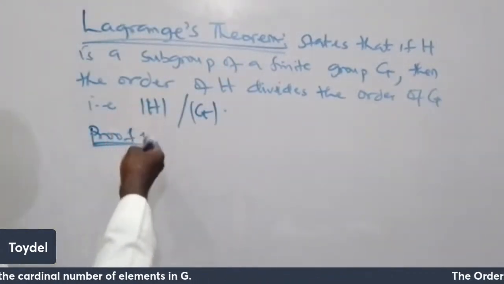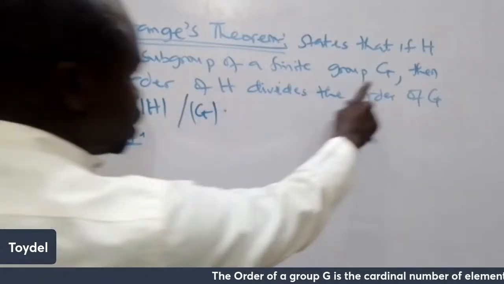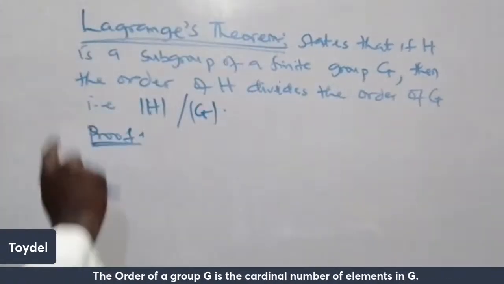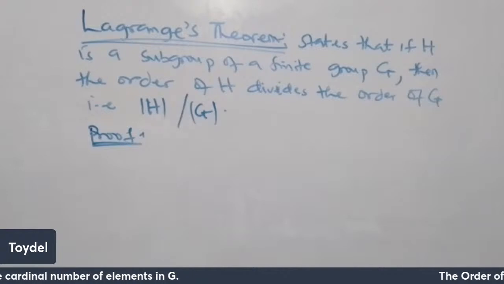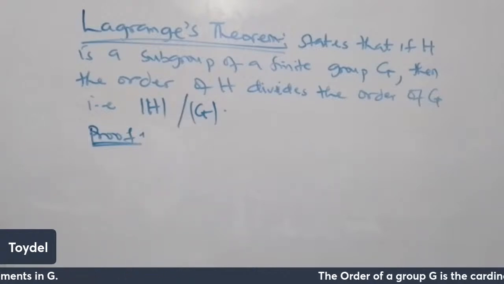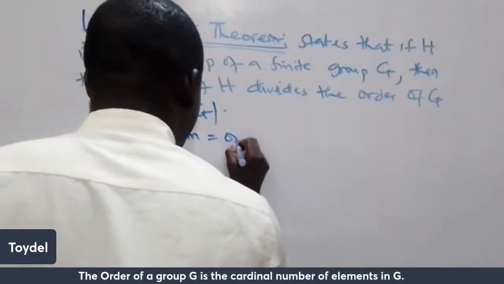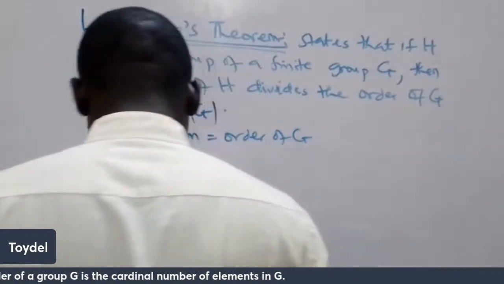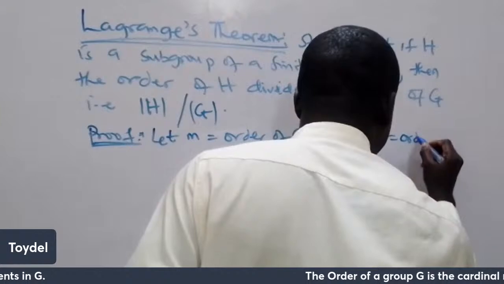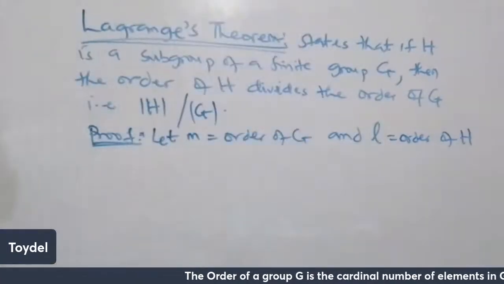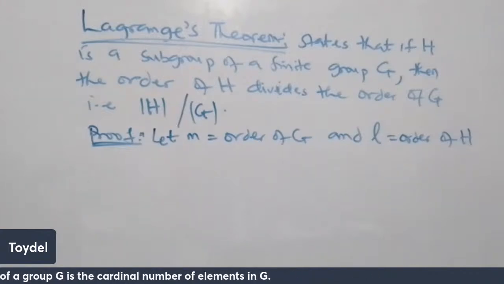Since we are talking about the order of H, H is a subgroup, so it's a group. G is also a group. You know there's a difference between the order of a group and the order of elements. But every group has elements, so we are going to use the knowledge of the order of elements to prove this. We say under the proof, let M equal the order of G and L equal the order of H.